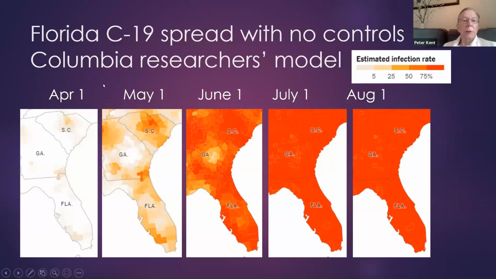This shows the quarantining. This shows the spread by Columbia researchers, epidemiologists, who looked at what would have happened had we not had any quarantining. And what you see is a fairly rapid spread, including here in Pinellas. About 25% of us would have been infected by May 1st and pushing 75% by June 1st and so on. And by August, everybody has been at least exposed to and probably been infected.